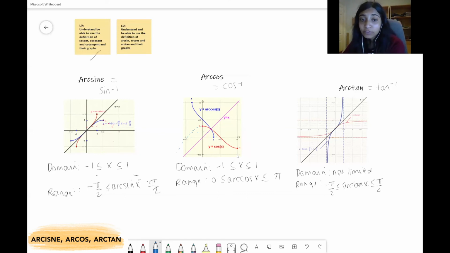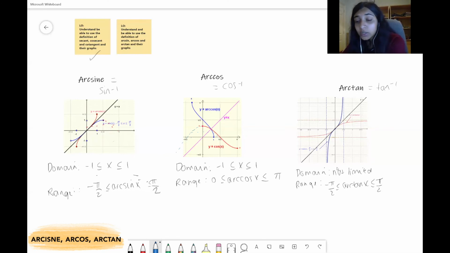That means that the range of our arccos, our inverse of cos, would now be between 0 and pi. And then for our domain, again, that's just between -1 and 1, because the graph of cos never goes above or below -1. So your domain of arccos would just be between -1 and 1. So now moving on to inverse tan, or arctan.